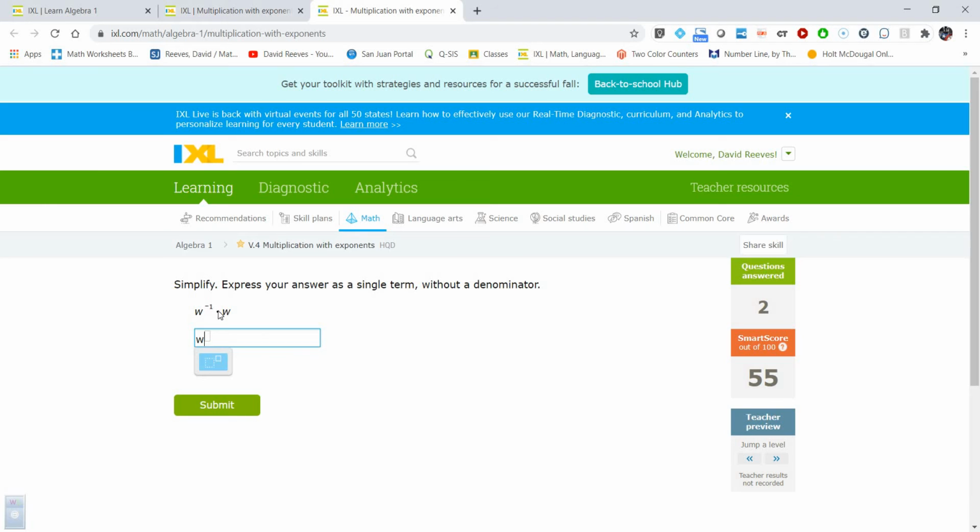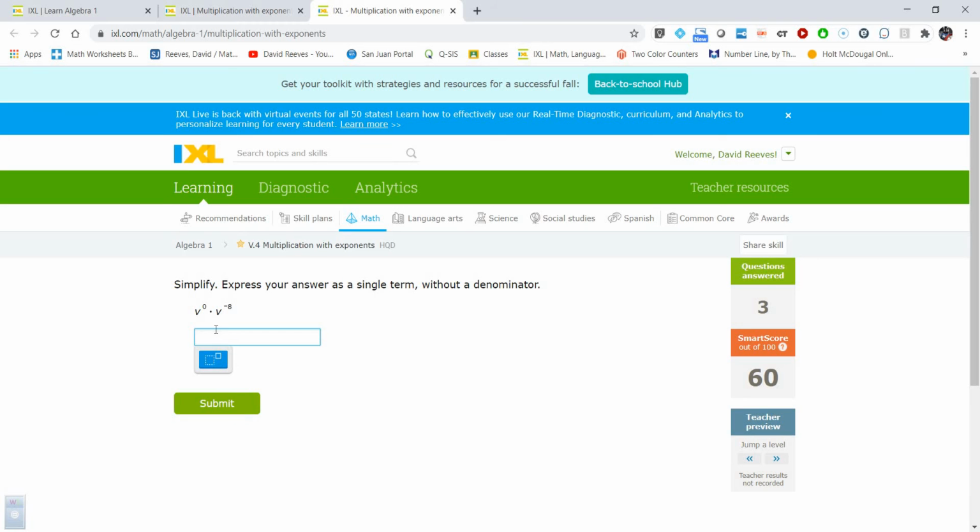But that is a -1. This one doesn't have an exponent. That one would make it a positive one, right? And -1 plus +1 would be w to the 0 power, right? W to the -1, and that's 1. That would be a 1 there, and 1 plus -1 is 0.